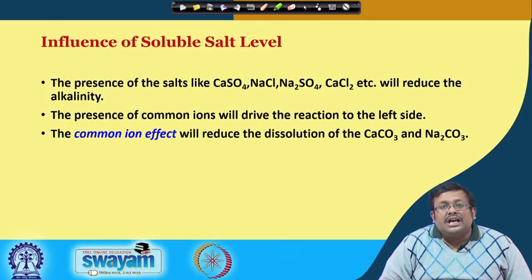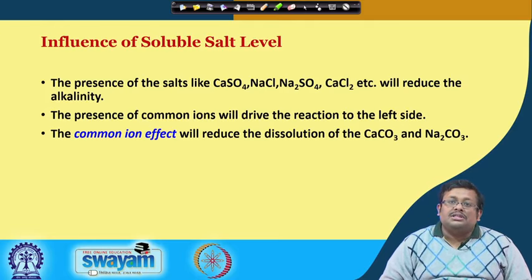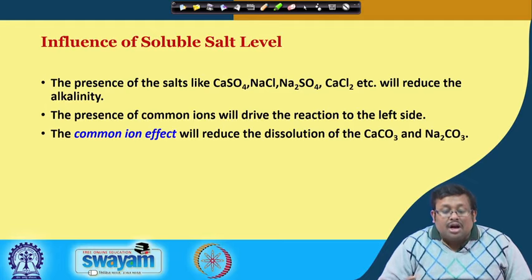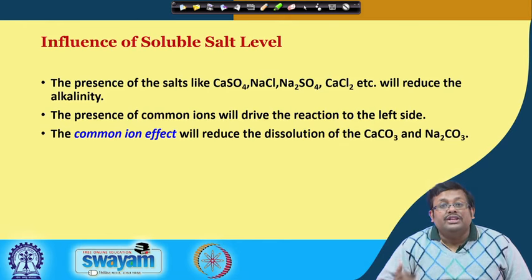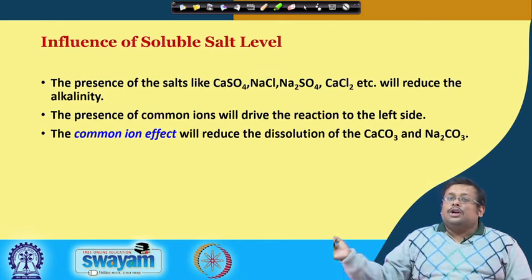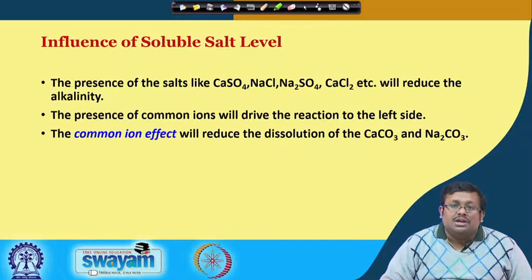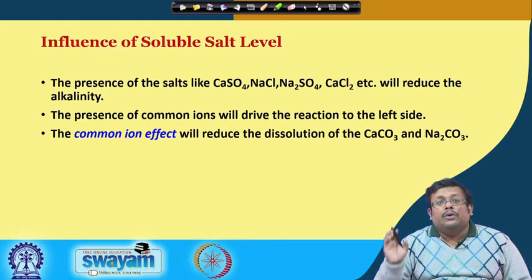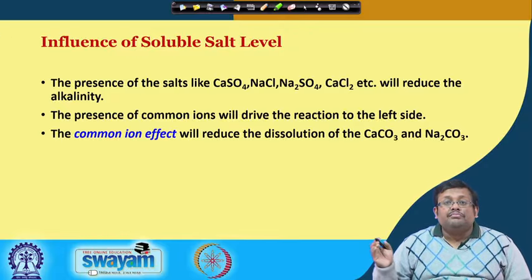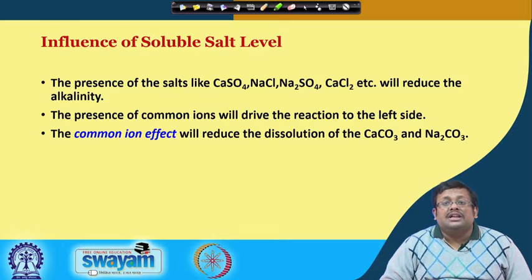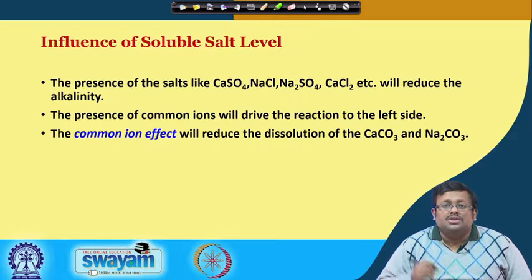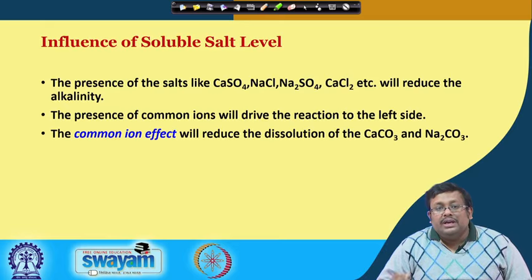So, the presence of sodium, or in case of calcium sulphate, the presence of calcium, will drive the reaction to the left side. This is called the common ion effect, and this common ion effect will reduce the dissolution of calcium carbonate and sodium carbonate, because the common ion is already present in the soil solution. So, as a result, when these types of salts are present in the soil solution, obviously the reaction will go to the left side, and the soil alkalinity will reduce, or soil alkalinity development will be stopped.